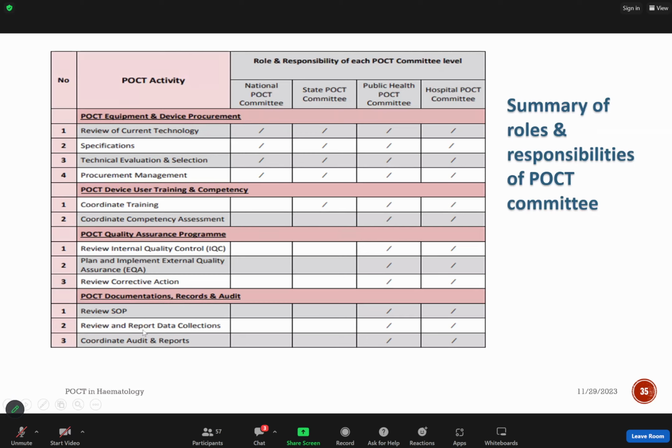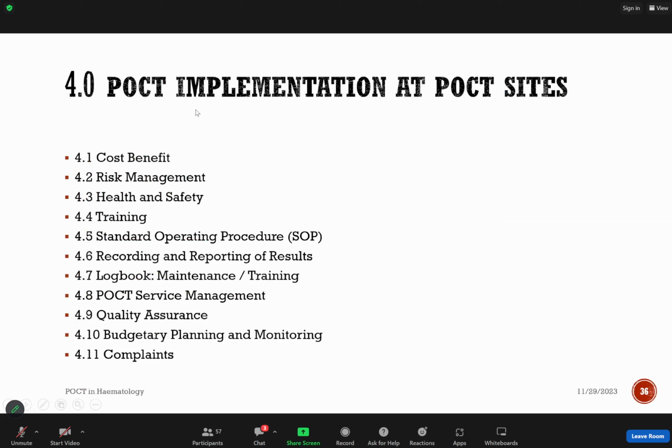This one I extracted from national guideline number 4 for POCT implementation at POCT sites. We have to consider all of this. The topics that should be covered for POCT implementation are cost benefit, risk management, health and safety, training, SOP, reporting of results, availability of logbook, POCT service management, quality assurance, budgetary planning, monitoring, and complaints.